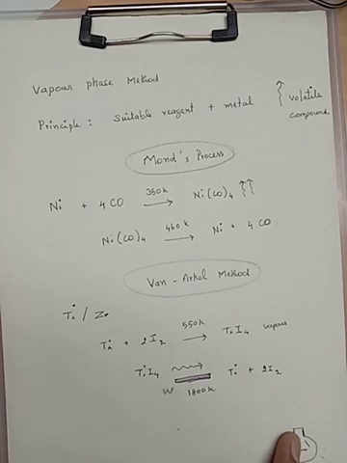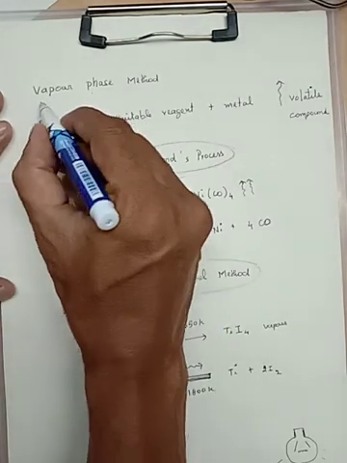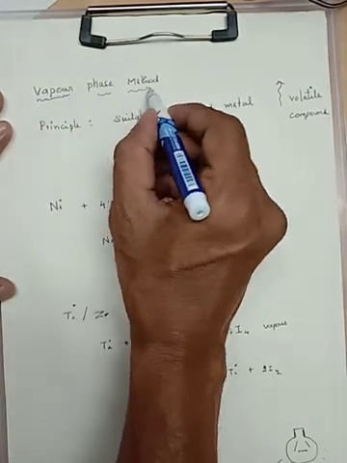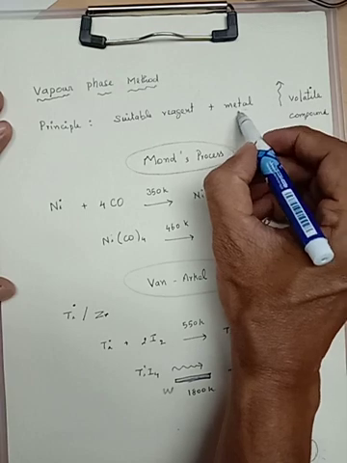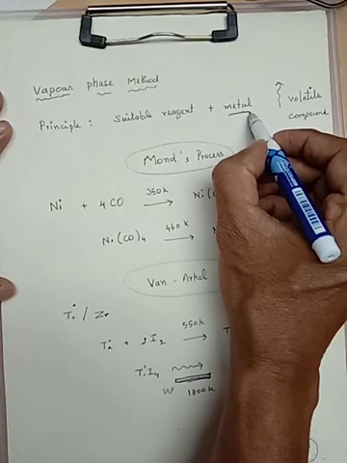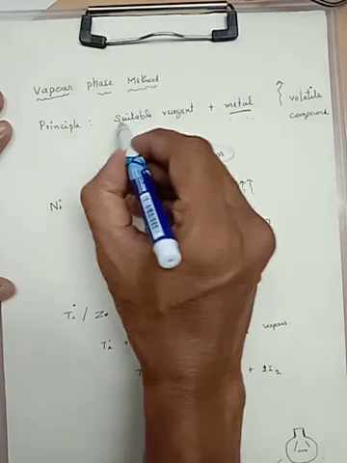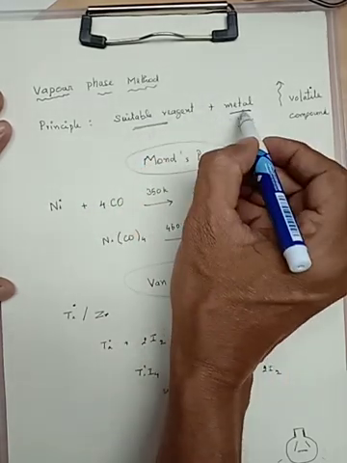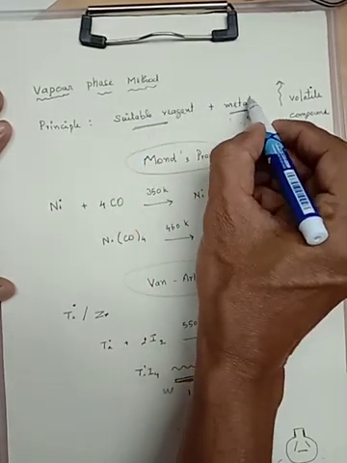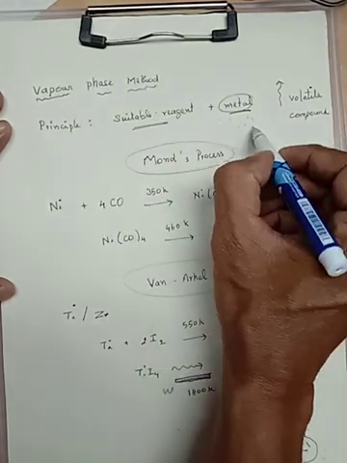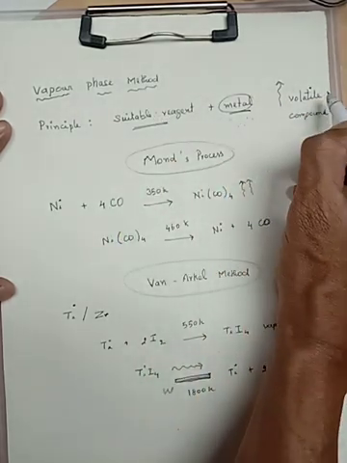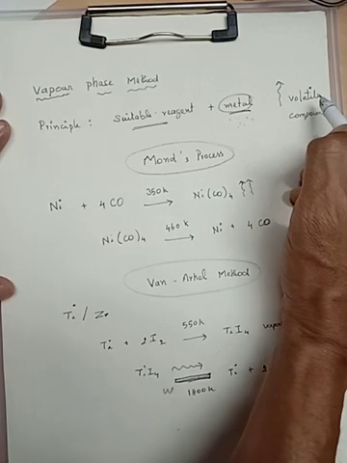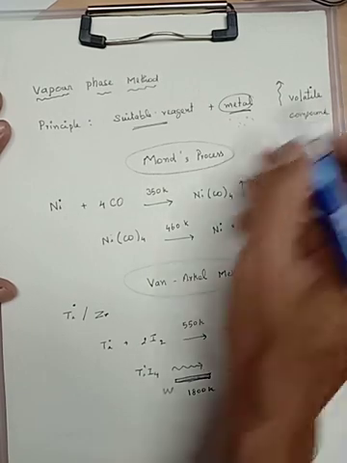Vapor phase method. In this method, metal is treated with a suitable reagent which can form a volatile compound. The volatile compound is decomposed to get pure metal. What is this vapor phase method? The principle applied here is that this is the metal I want to purify, and impurities will be there. Only this metal will combine with the suitable reagent, not the impurities. So it will form a volatile compound. Volatile compound means easily vaporizable.